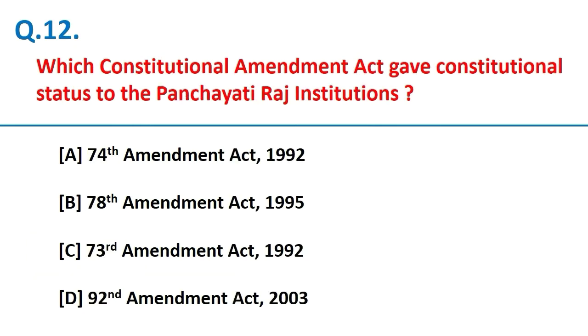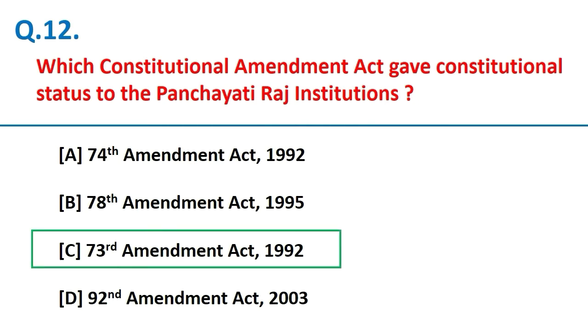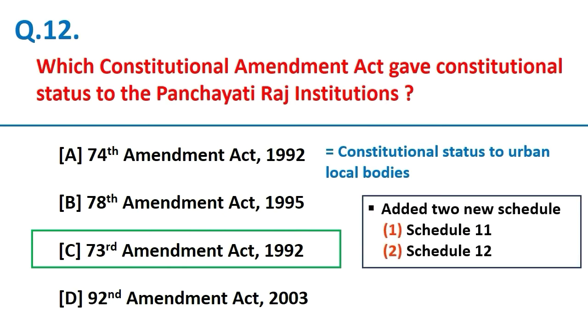Which Constitutional Amendment Act gave constitutional status to the Panchayati Raj institutions? 73rd Amendment Act of 1992. In this way, 74th Amendment Act of 1992 gave constitutional status to urban local bodies or municipalities. In this context, 2 new schedules of the Constitution were added, Schedule 11 and Schedule 12. Schedule 11 deals with the Panchayati Raj institutions and Schedule 12 deals with the municipalities or urban local bodies.